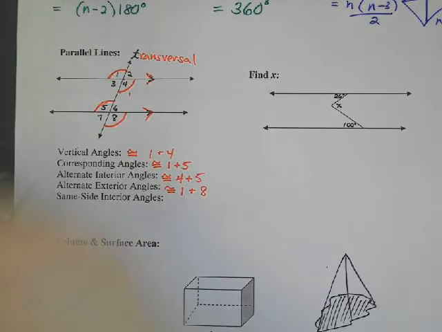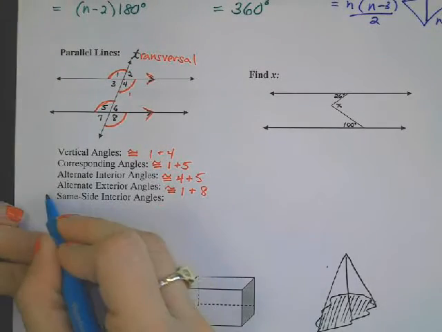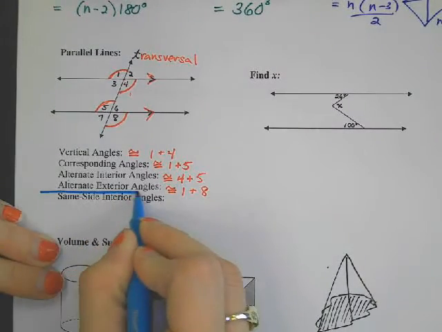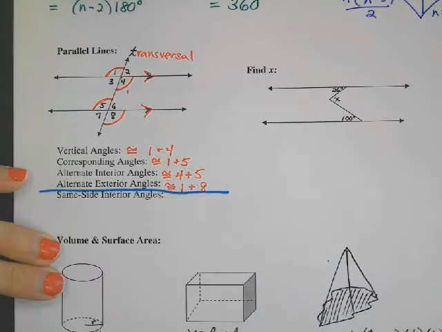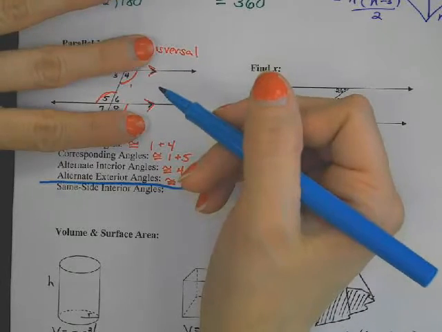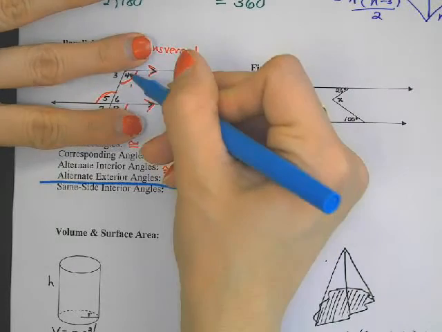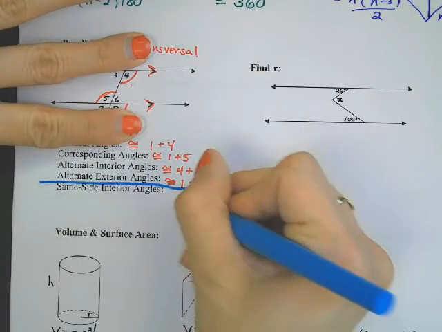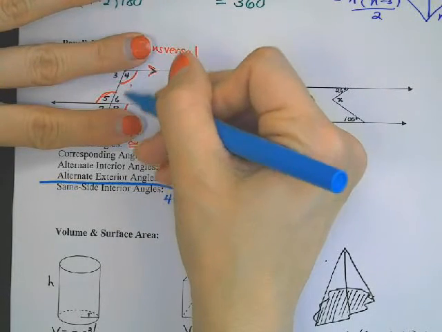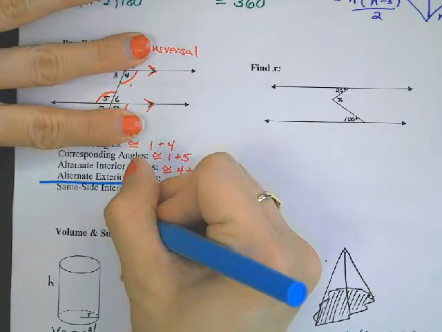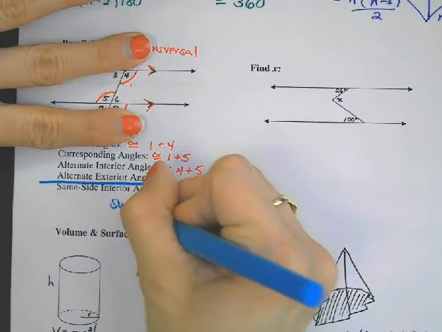Now, I'm going to go ahead and draw a little line here because this one is different. Same side interior. They're not congruent. So you look inside, interior, but you have to be on the same side, like 4 and 6. 4 and 6 are same side interior, but they're not congruent. Those ones are supplementary.